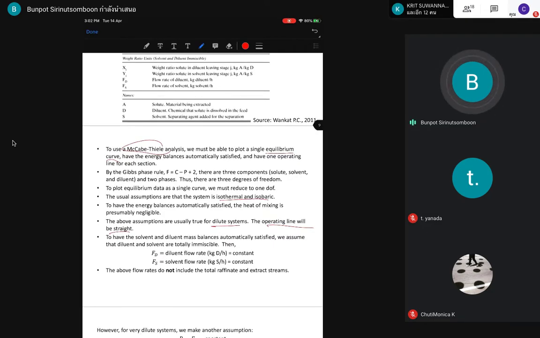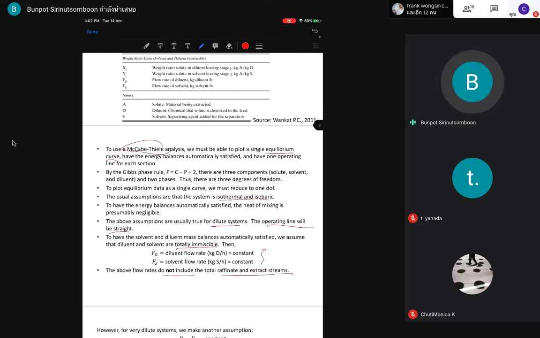Also, if we say that the diluent and solvent are totally immiscible, they don't mix with each other, then the flow rates of diluent and solvent are going to be constant. Because there's no mass transfer from diluent to solvent and solvent to diluent, no mass transfer between the two phases, the flow rates of diluent and solvent should be constant. But these flow rates do not include the total raffinate and extract.